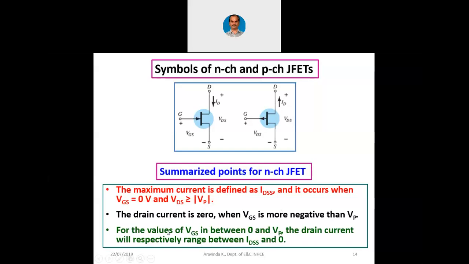For the values of VGS in between 0 and VP, the drain current will respectively range between IDSS and 0. Which means when VGS is 0, the current is maximum at IDSS, and when VGS is VP, the current is 0. So naturally, when the gate to source voltage is in between 0 and VP, the drain current will be between maximum and minimum. Just remember this: when VGS is between minimum and maximum, the drain current will be between maximum and minimum. That is why JFET is a voltage controlled device. VGS is controlling the conductivity of the device.